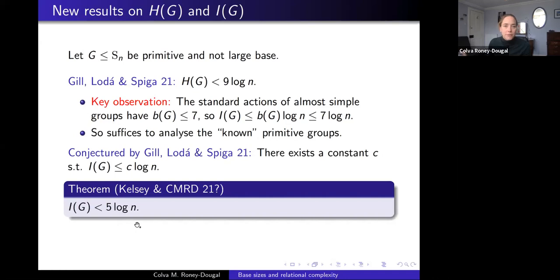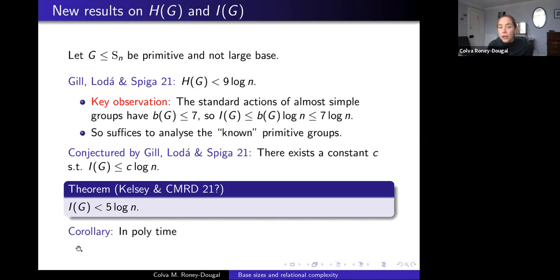And that's what my very bright PhD student Veronica Kelsey's just done. We've shown that in fact the irredundant base size of a non-large base primitive group is at most 5 log n. So we actually beat the 9 that they had before. So we've pushed the height down along the way. We got all the way down to 5, which has a really quite nice corollary.